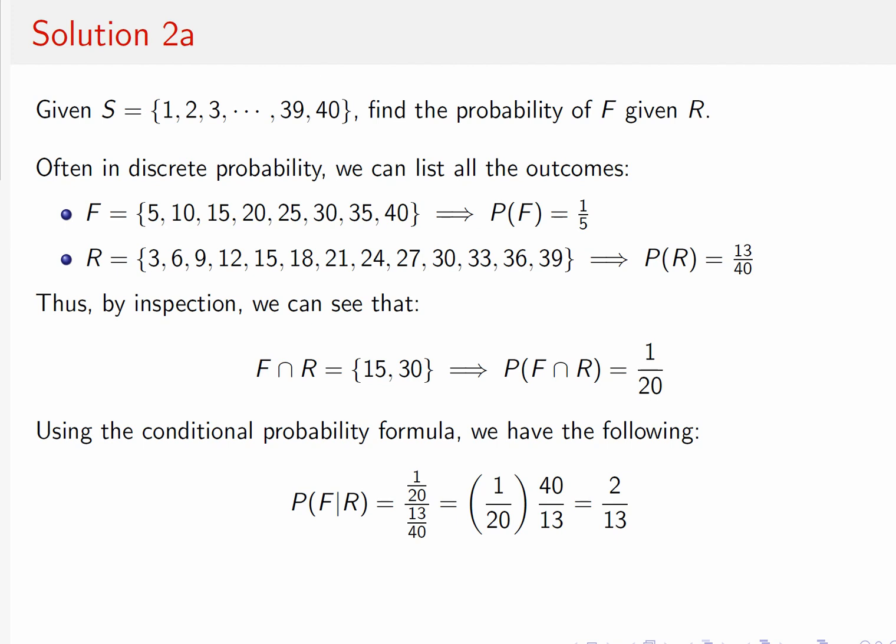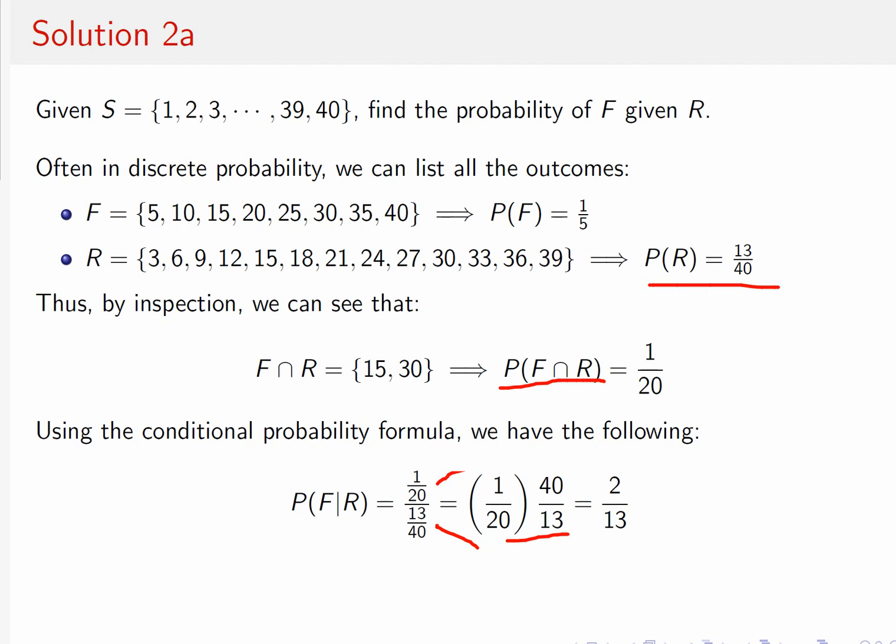Then we put it into the conditional probability formula. The probability of F intersect R, that's the 1/20th, is in the numerator. The 13/40ths comes from the probability of R in the denominator. When we invert and multiply, the 40 and the 20 cancel, giving us 2. So we have 2/13.